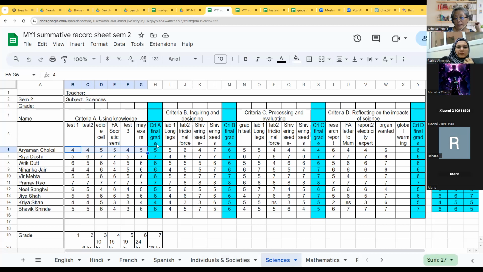Now, this final grade is for the whole year. It is not for the second semester. Second semester is only this. But when I'm giving the May report card, it is for the whole year. So that's why I'm looking at the whole grade and then I'm giving a final grade. Okay?